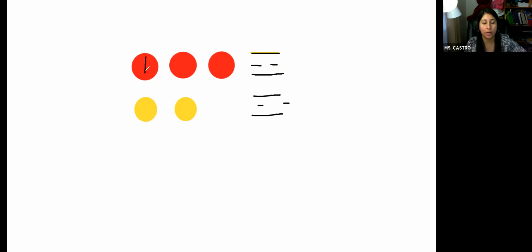We have 1, 2, 3. I'm going to stop at 3 because I don't have any more red. So I have 3 red counters and I'm going to trace the number 3 that they have there on the line. And you boys and girls are working on that as well.